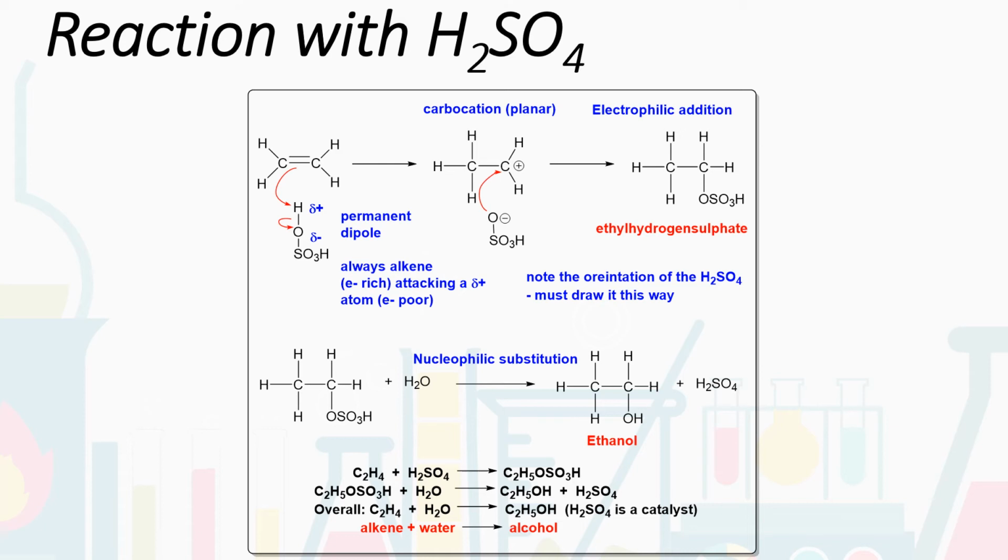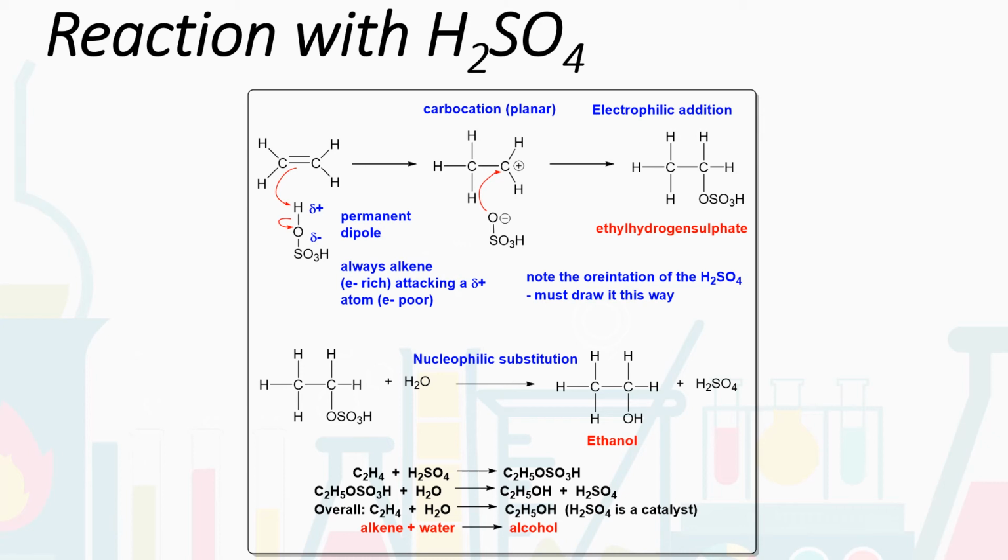Now again, this is a very useful synthetic reaction because we can take this hydrogen sulfate molecule that we've made and react it with water. Now this reacts in a nucleophilic substitution reaction. Essentially it kicks off this hydrogen sulfate anion and replaces it with the water. And so the overall reaction of this is that we now end up with an OH group and we regenerate the H2SO4. And so we can write these down as just simple chemical equations.